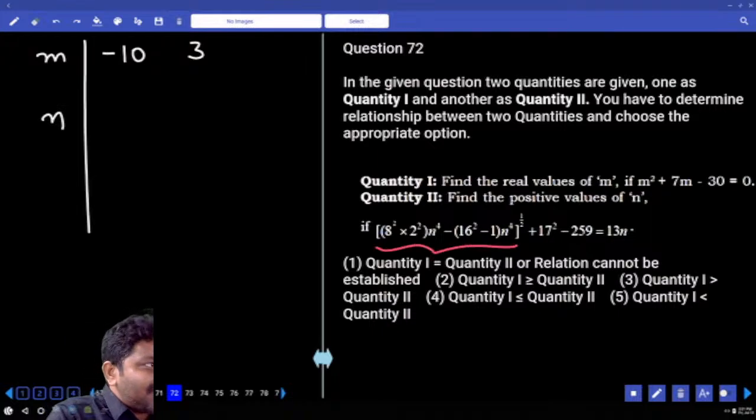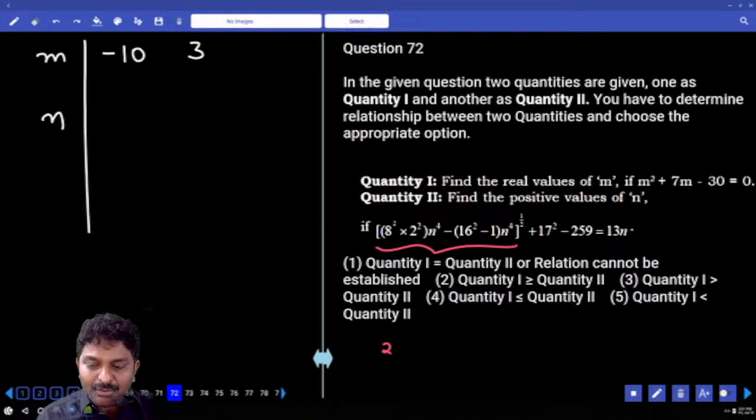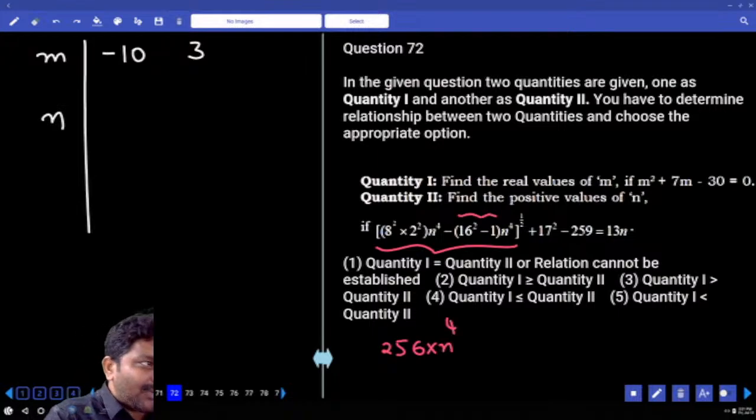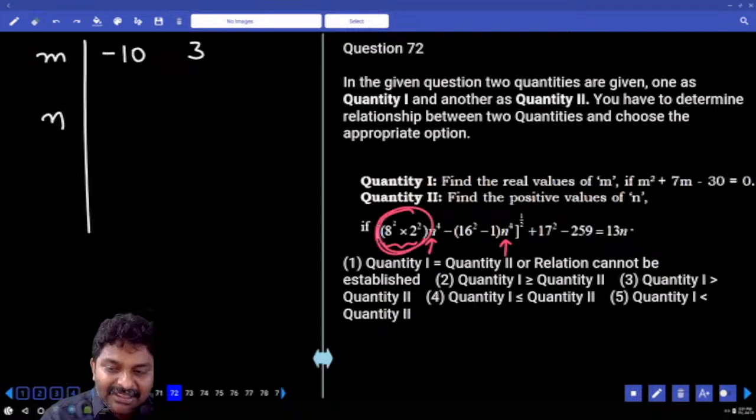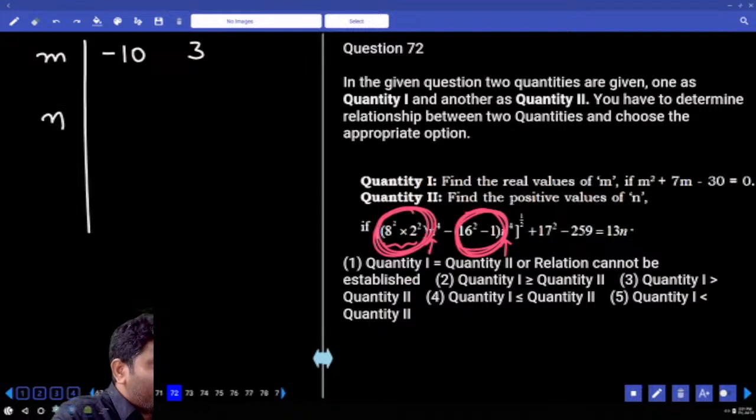Let's calculate the number inside the bracket. 8 square into 2 square. Can I take it as 16 square? Which is 256 into n power 16 square minus 1. Actually, you can see it here. Your first number is, see, both are n power 4 only. Right? Here there is 16 square minus 1.